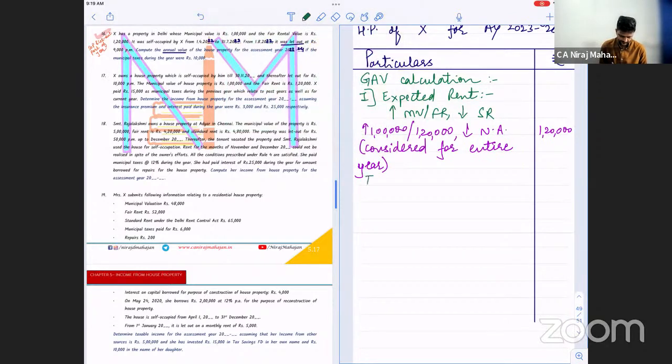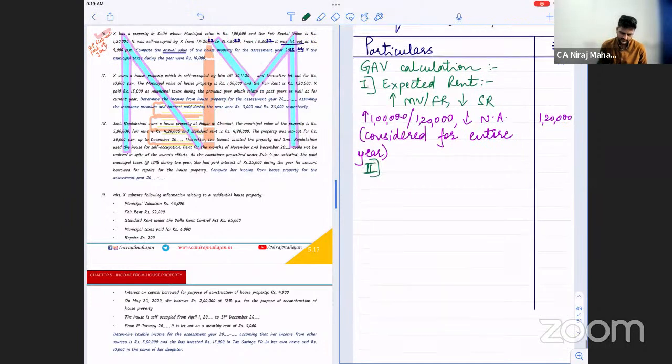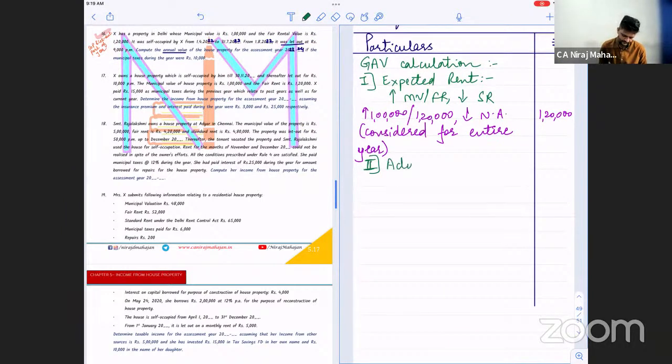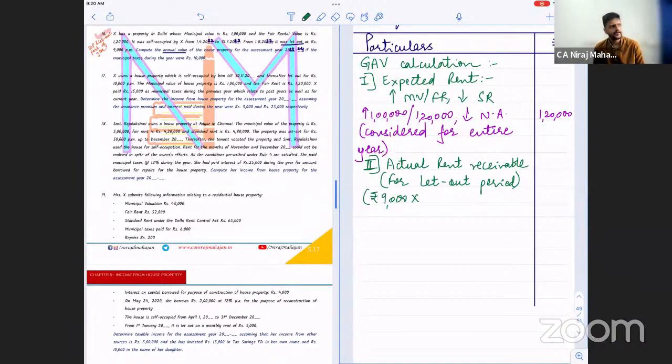Second one. Actual rent receivable. This is very important. It is only for the let out period, okay? For let out period only. How much are we earning, bacho? Rupees 9,000. From August, that means for which months we are not taking? April, May, June, July, we are not taking. 4 months you are not taking. That means you are taking for 8 months, isn't it? So 8 months, 72.